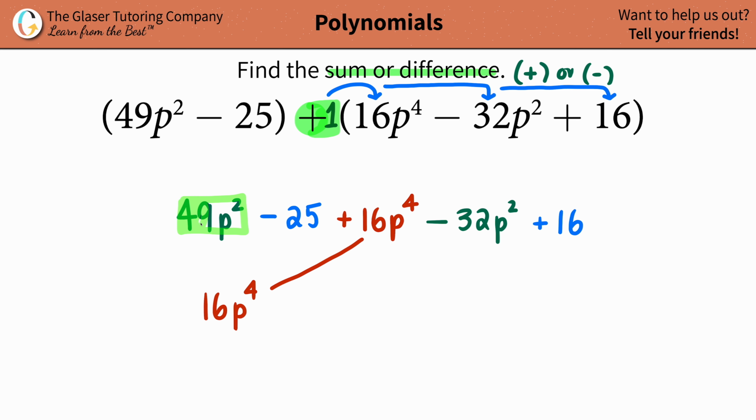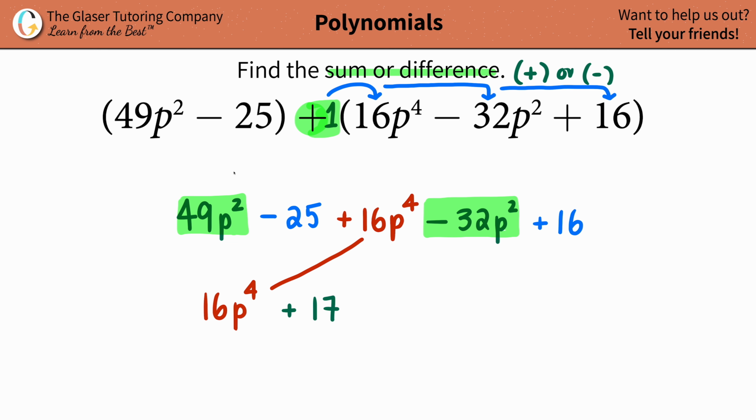49p squared. And what are we going to do? Minus 32p squared. So 49 minus 32. So what is that? 9 minus 2 is 7. 4 minus 3 is 1. So positive 17. So plus 17.